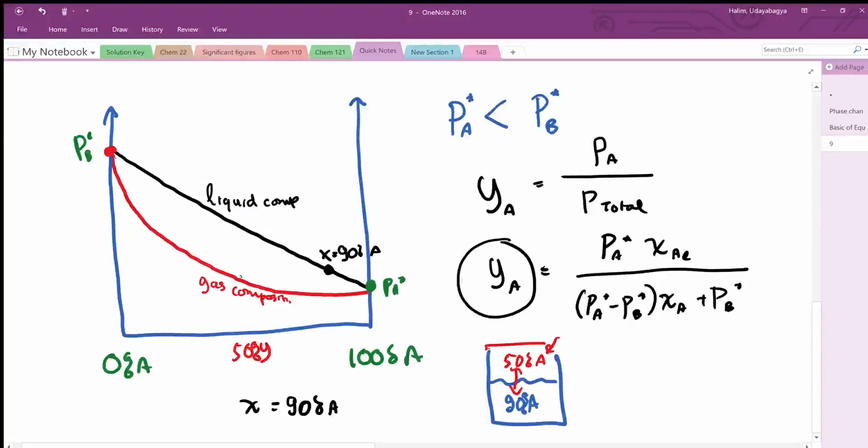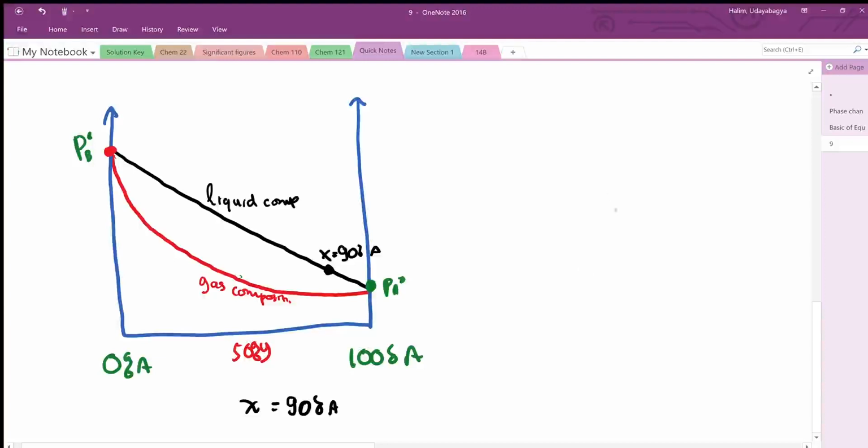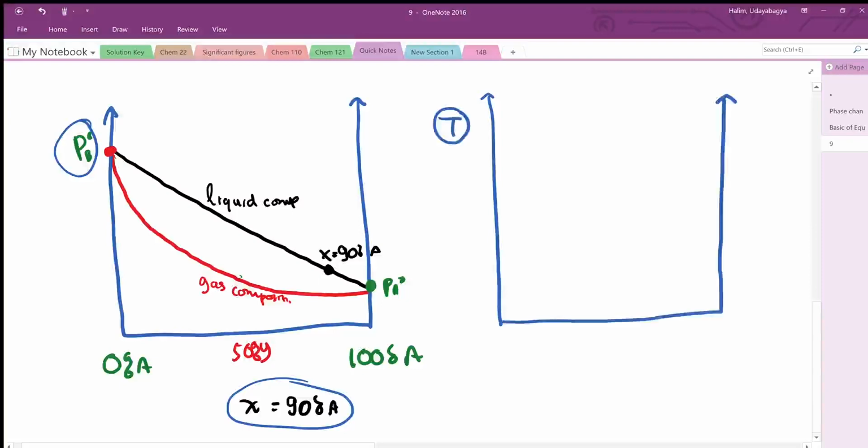This is where I'm going to take a bit of a leap of faith, because your textbook doesn't actually go through it in greater detail. It's actually kind of hard to derive. What they did is they take a leap of faith and say, okay, suppose that I were to look at this not as a pressure and mole fraction diagram. Instead, I'm going to look at it as a temperature and mole fraction diagram.